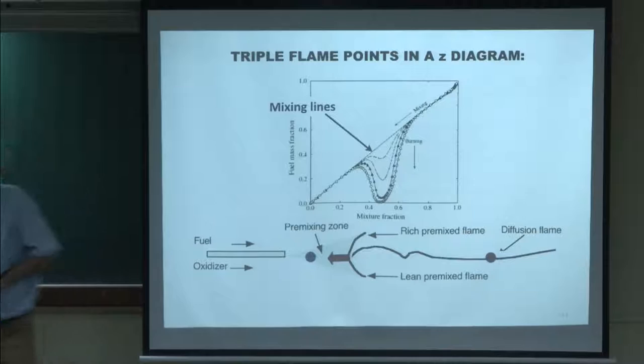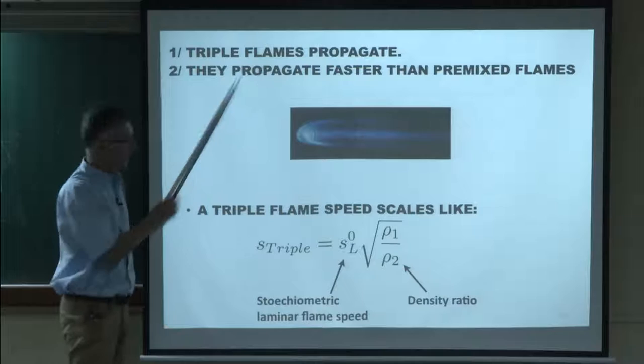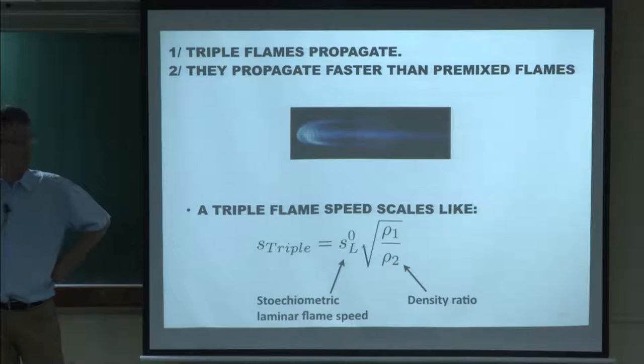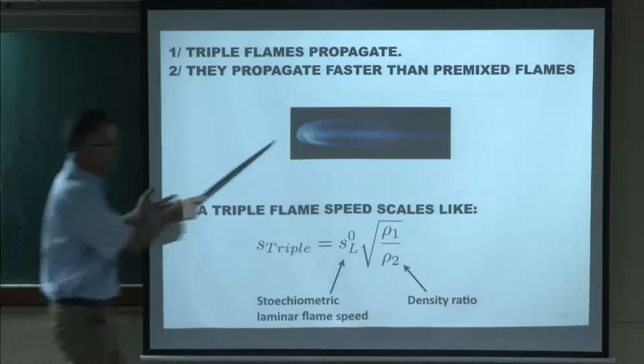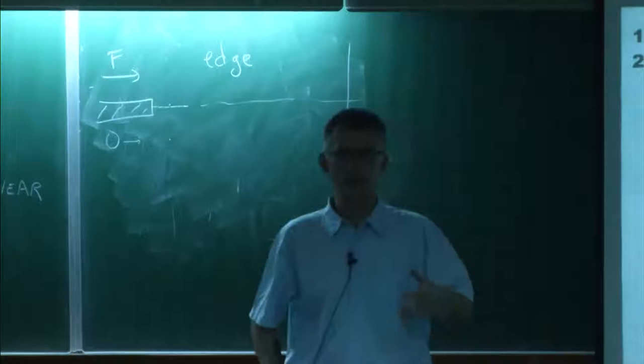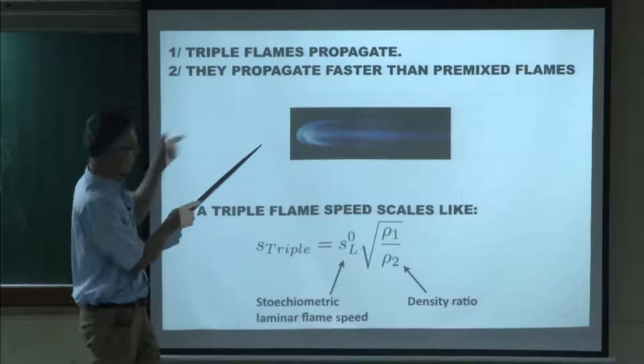So this flame propagates, and interestingly, it propagates faster than the premixed laminar flame. It propagates at a speed which is the laminar flame speed multiplied by the square root of the density ratio. That's, again, theory which tells you that. So in a flow like this one, it will propagate at maybe 100 centimeters per second for ambient temperature and pressure. And so this point here will propagate against the flow going in that way, and where the flame stops will be the root of the flame. That's the place where the flame will start.